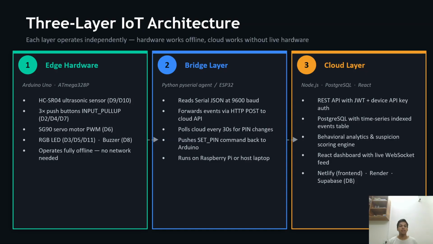Layer 3 is the cloud: a Node.js REST API, a PostgreSQL database, a behavioral analytics engine, and a React dashboard. This is where the intelligence lives. Every event gets stored, scored, visualized, and if it looks suspicious, escalated as an alert. The key insight is these three layers are independent. The door still works if the cloud is down. The dashboard still shows historical data if the hardware is offline. Separation of concerns properly applied.